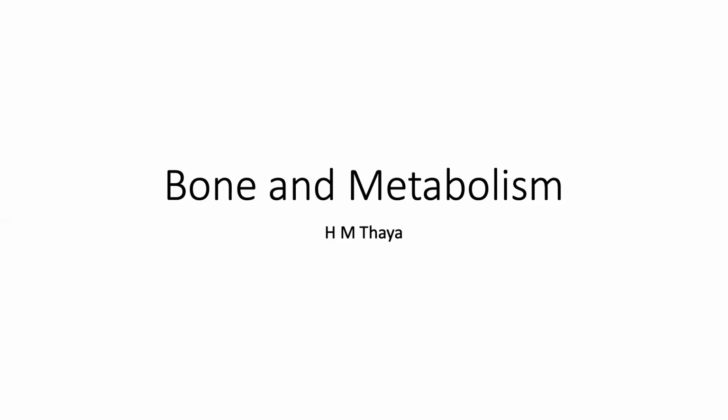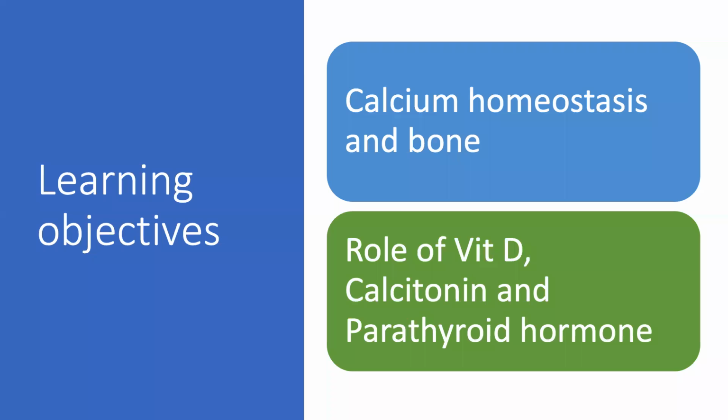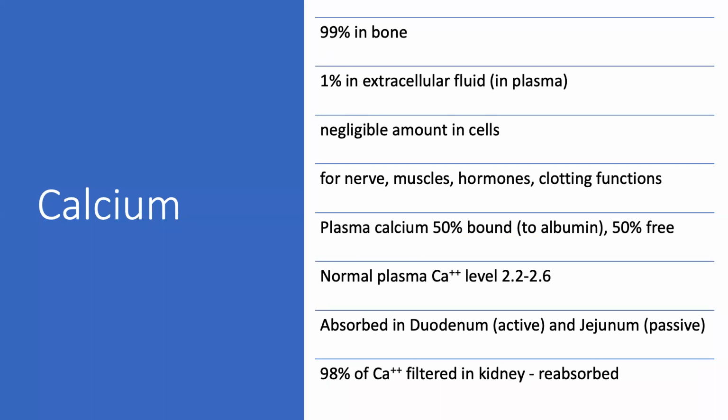So we will be talking about calcium, phosphate, vitamin D, calcitonin, and parathyroid hormone, which are playing with the bone. At the end of this lecture, we will try to understand the bone and its role in calcium homeostasis, and the role of vitamin D, calcitonin, and parathyroid hormone on the bone and on calcium and phosphate metabolism. So let's start with the calcium.